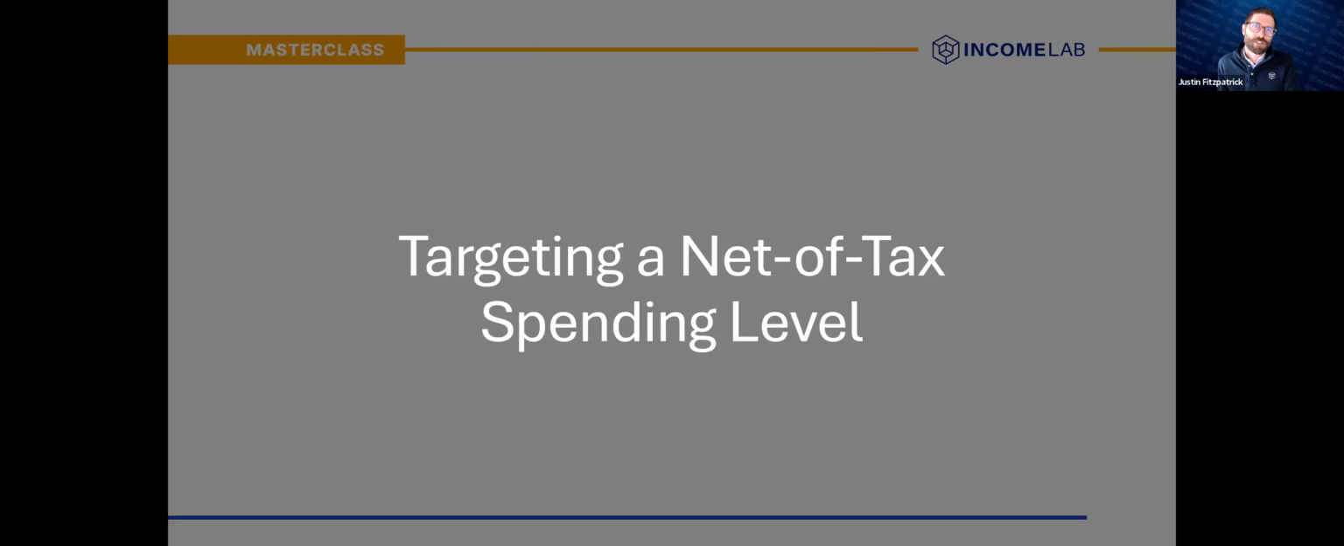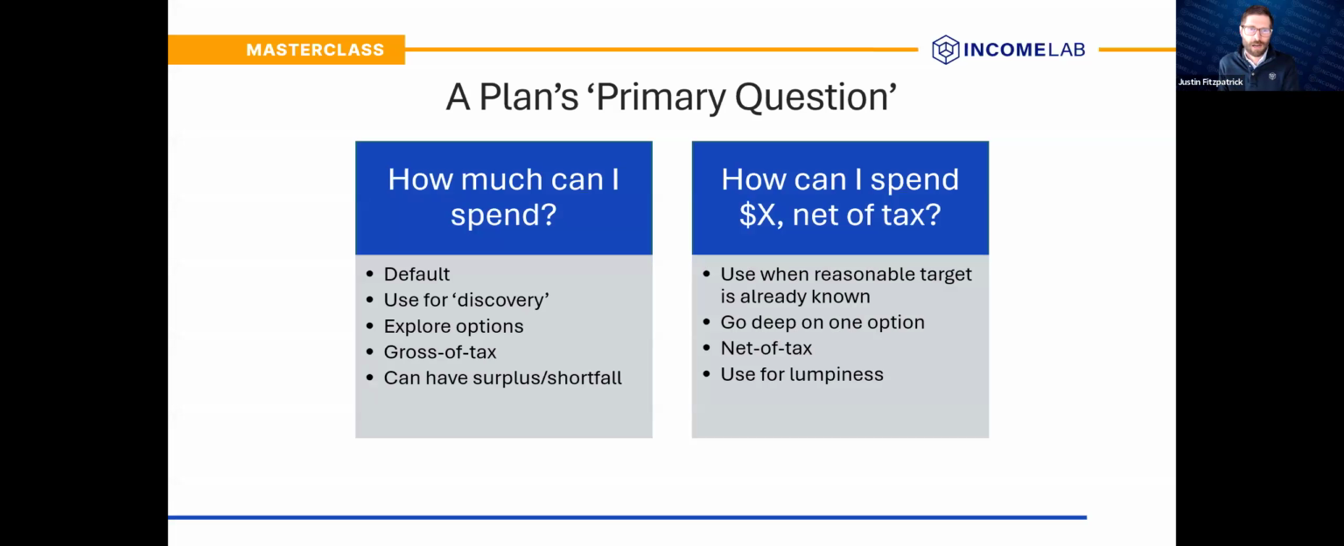But there are situations where you have already determined what a decent net of tax spending level is that you could target. And Income Lab allows you to change the question for a plan. We call it the plan's primary question, from how much can I spend to how can I spend my target amount net of tax.